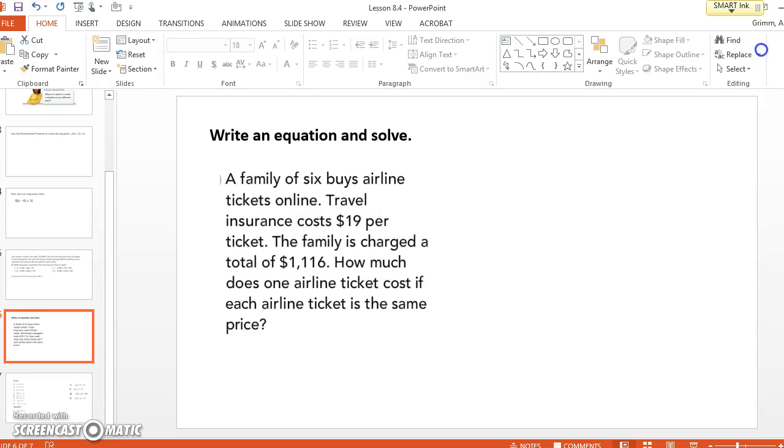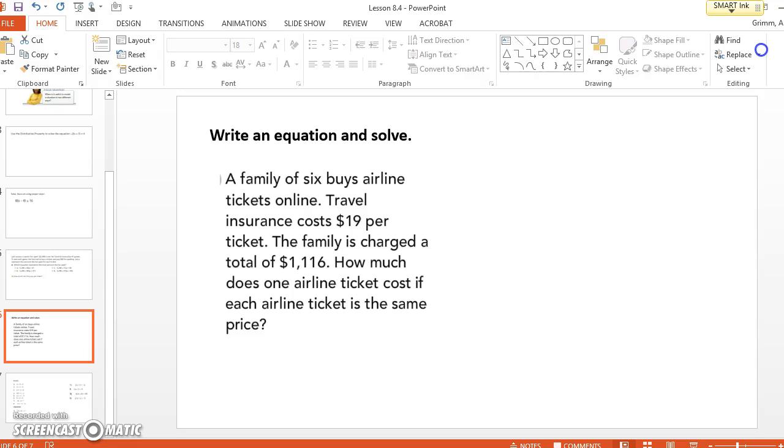All right, let's see if we can write our own equation. This one says a family of 6 buys airline tickets online. Travel insurance costs $19 per ticket. Do you guys understand what travel insurance is? Somebody explain what that is. Somebody doesn't know. Cassie? So if your stuff gets lost or something breaks, then you can have insurance over it.